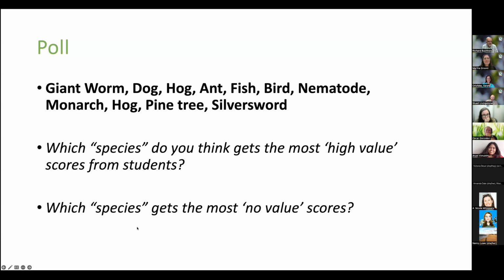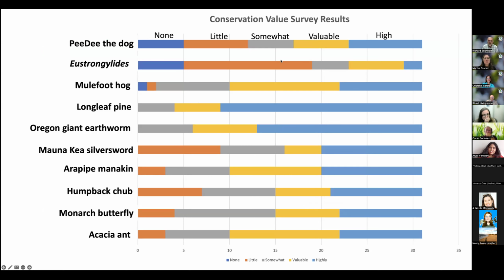All right. So let me orient you here. These are the results from last year, from last spring. And from left to right, the color coding represents no conservation value, little conservation value, somewhat value, valuable to conservation, and high conservation value. The color coding going with those are dark blue for none, kind of orangish for little, gray somewhat, yellow valuable, lighter blue for high value.